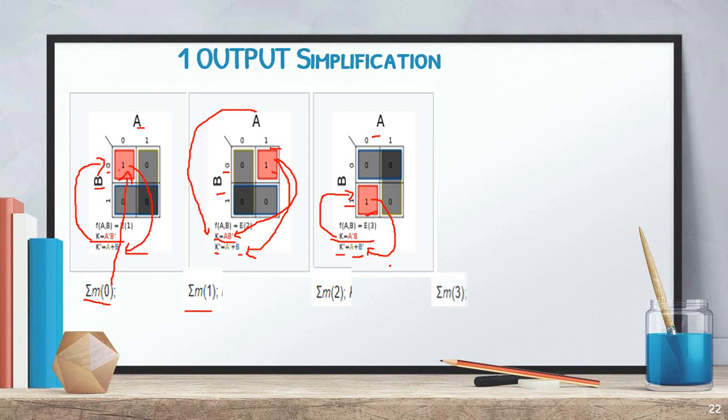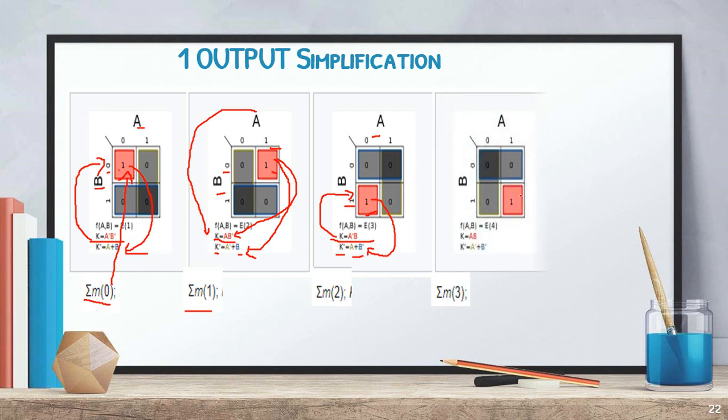If you take one more example, summation m of 3 means we get 1 in the 3 condition. So here A is also 1, B is also 1, so K equals AB. And if you want K bar, K bar equals A bar plus B bar. This is the POS form.